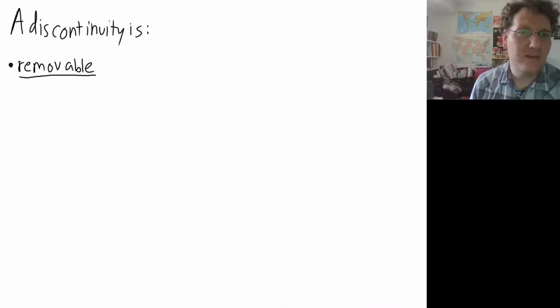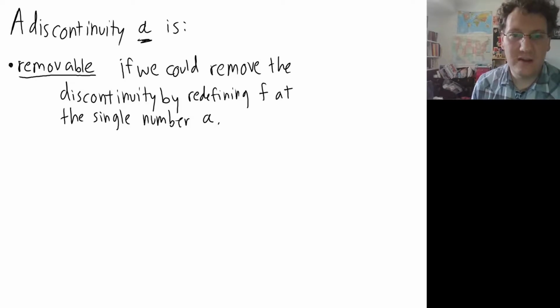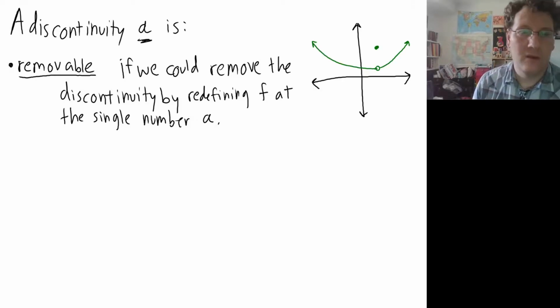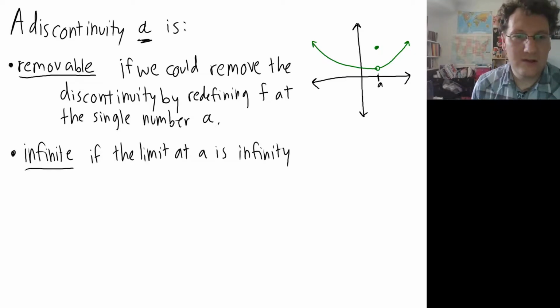So we're going to classify discontinuities now. A discontinuity would be removable if we could remove the discontinuity by redefining the function at the single number a. An example would look kind of like this, where the function is continuous everywhere, but there's a little tiny gap, and the function has some other value there. We could redefine the function only at that value a, and if we change the value of the function at a, we could create a continuous function where the value of the function is the limit of the function there. That's a removable discontinuity.